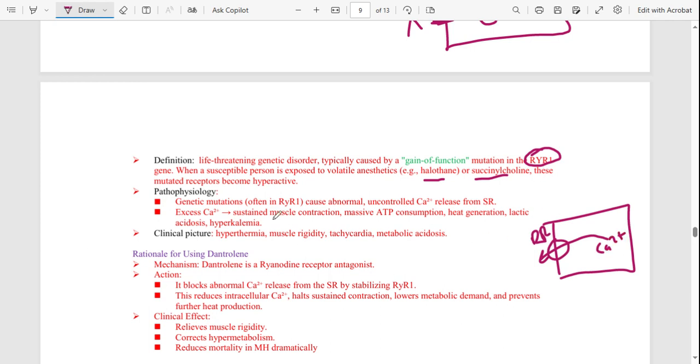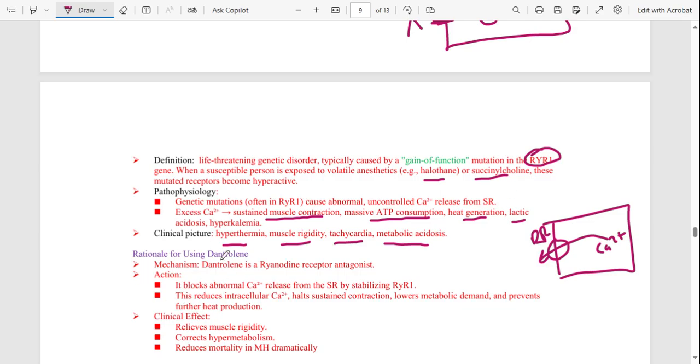And what that calcium does is that it will cause sustained muscle contraction and massive ATP consumption, because muscle contraction uses ATP. It also causes the generation of heat, and also lactic acidosis and hyperkalemia. These are the signs and symptoms of someone that has malignant hyperthermia. So there's going to be hyperthermia, which is heat, muscle rigidity because of sustained contraction, tachycardia also, and metabolic acidosis because of this lactic acid that is being produced.